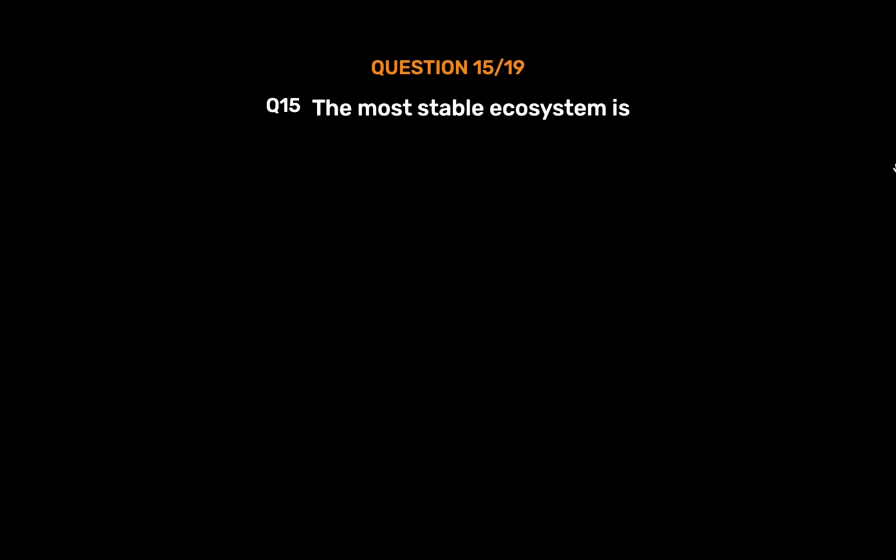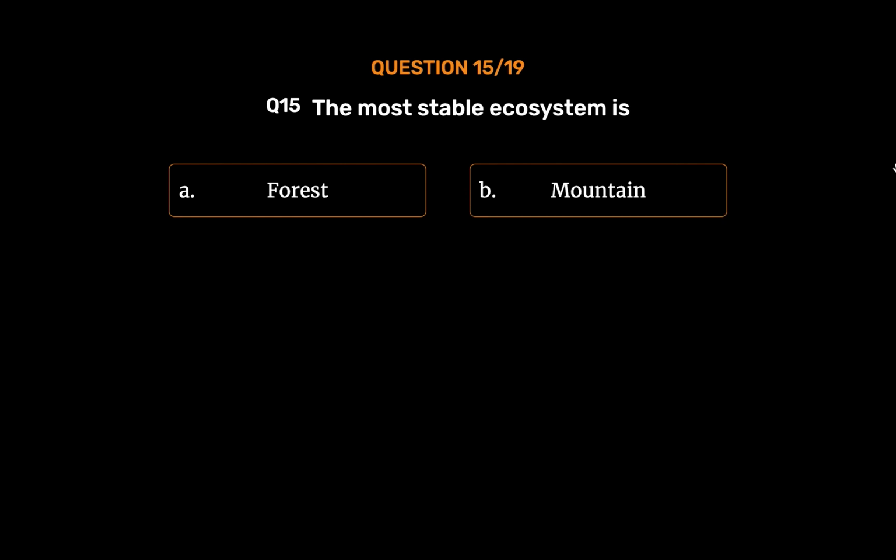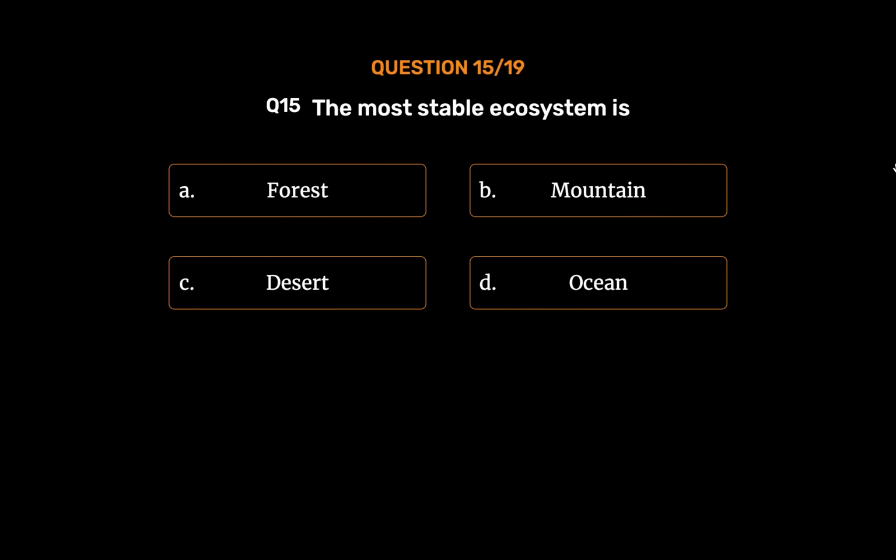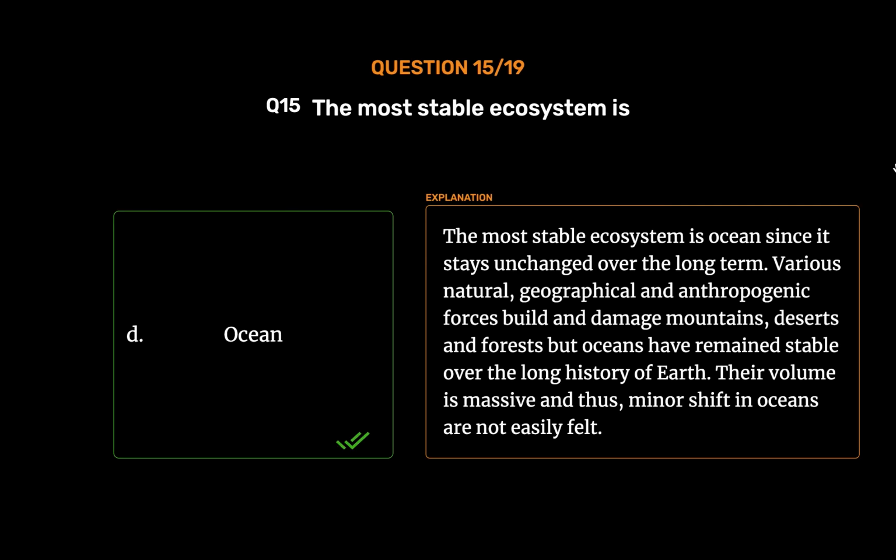Question number 15. The most stable ecosystem is Option A. Forest. Option B. Mountain. Option C. Desert. Option D. Ocean. The correct answer is Option D. Ocean. The most stable ecosystem is ocean since it stays unchanged over the long term. Various natural, geographical and anthropogenic forces build and damage mountains, deserts and forests, but oceans have remained stable over the long history of Earth. Their volume is massive and thus, minor shifts in oceans are not easily felt.